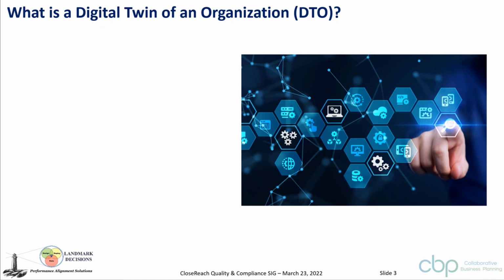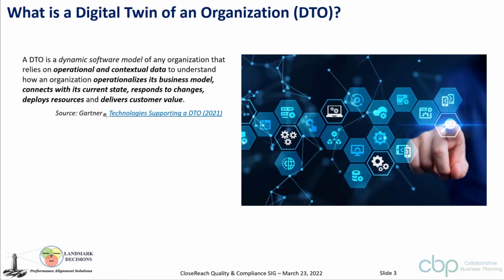Gartner, I'm sure many of you are familiar with, is one of the leading IT research and consulting firms. They've been talking about digital twins for a number of years, and in 2017 they coined the term digital twin of an organization, a broader view of digital twin as opposed to being focused strictly on manufacturing, scaling this up to the enterprise level. It was added to the Gartner Hype Cycle for Emerging Technologies that year. Then in 2020, the DTO messaging got strengthened through their market guides for technologies, and that's when we came across this one last July. This came out in July 2021. When we read that, we said, that's exactly what we do with BPAC and CVP. So it's a dynamic software model.